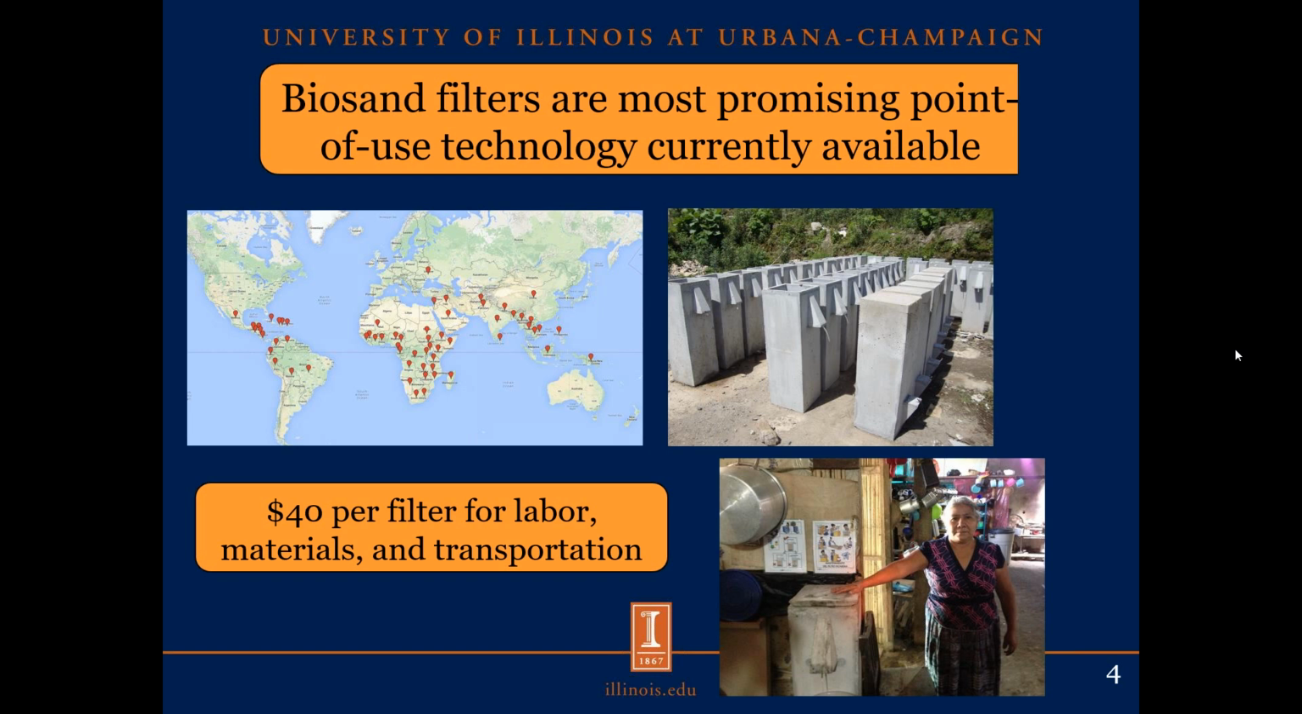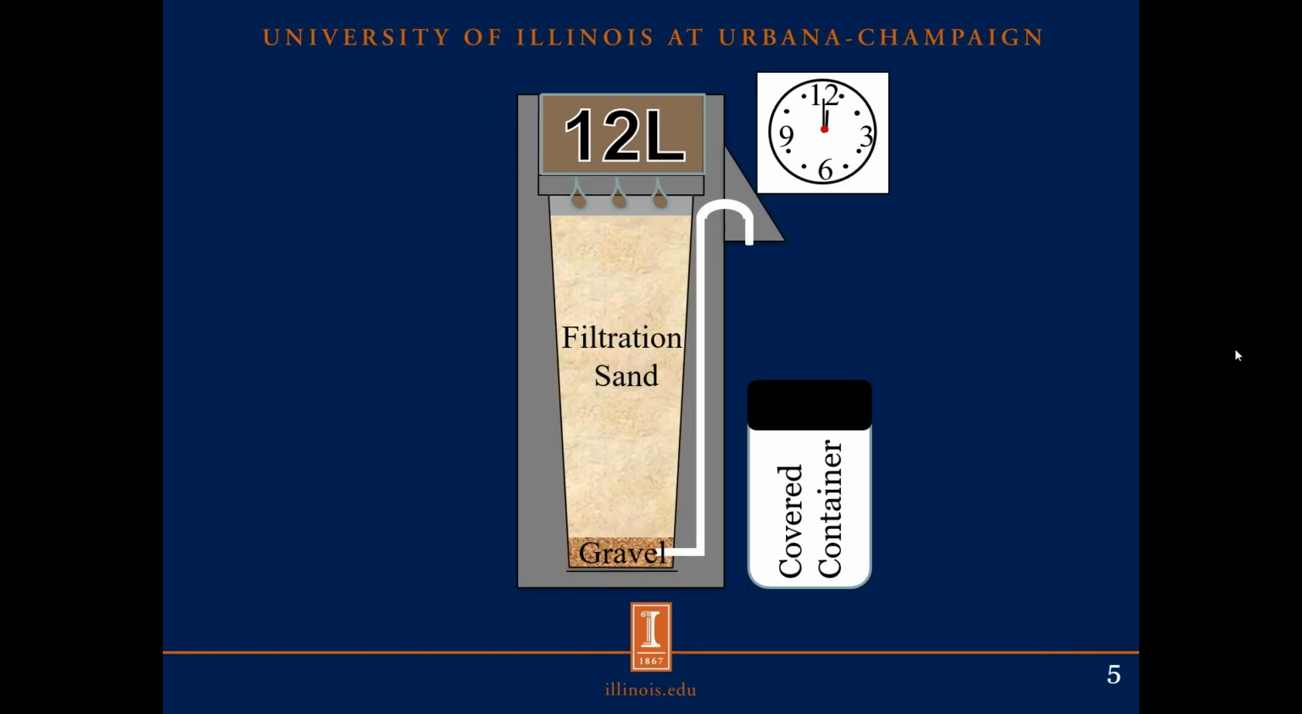Here are some examples of point-of-use systems that are popular. On the left, solar disinfection. There's also flocculation and chlorine tablets, ceramic pot filters, and then on the right side is a Biosand filter.